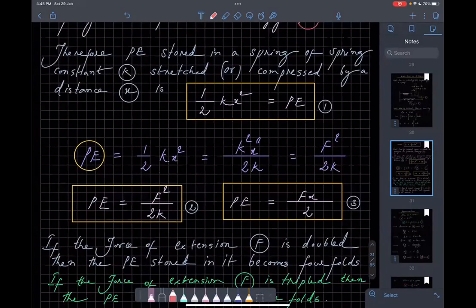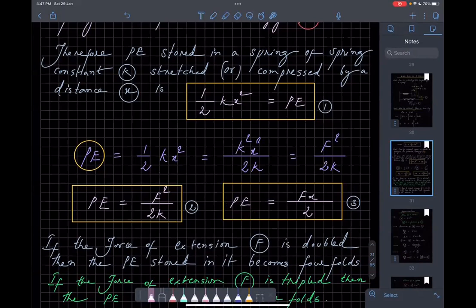Now you can rewrite this formula. You can multiply and divide by k. So you'll get k square x square by 2k. So same formula. I'm just multiplying and dividing by k. So I'll get k square x square in the top. So it will become f square, right? Because kx equal to f, or f equal to minus kx, whatever it is. Anyway, it is square. So we need not worry. Clear? Or we can, potential energy is equal to f into x by 2 also.